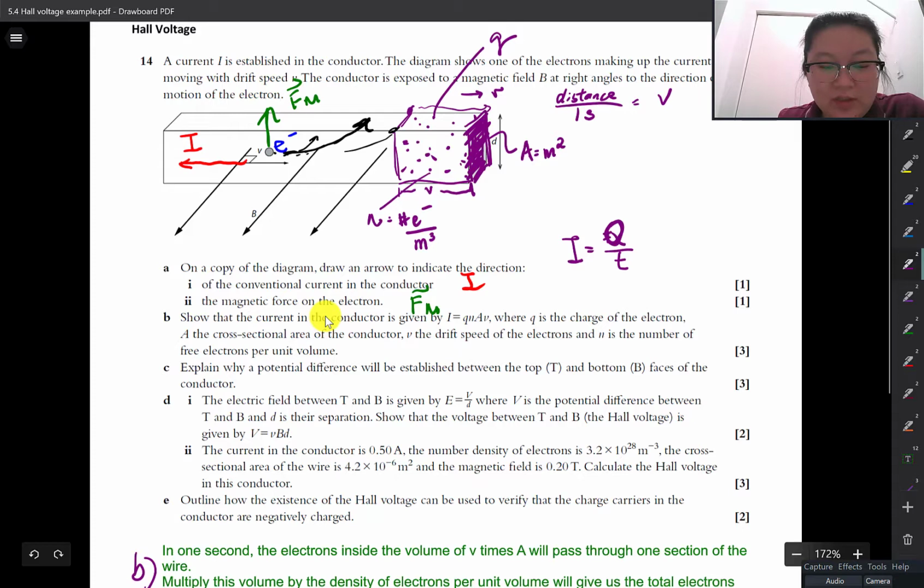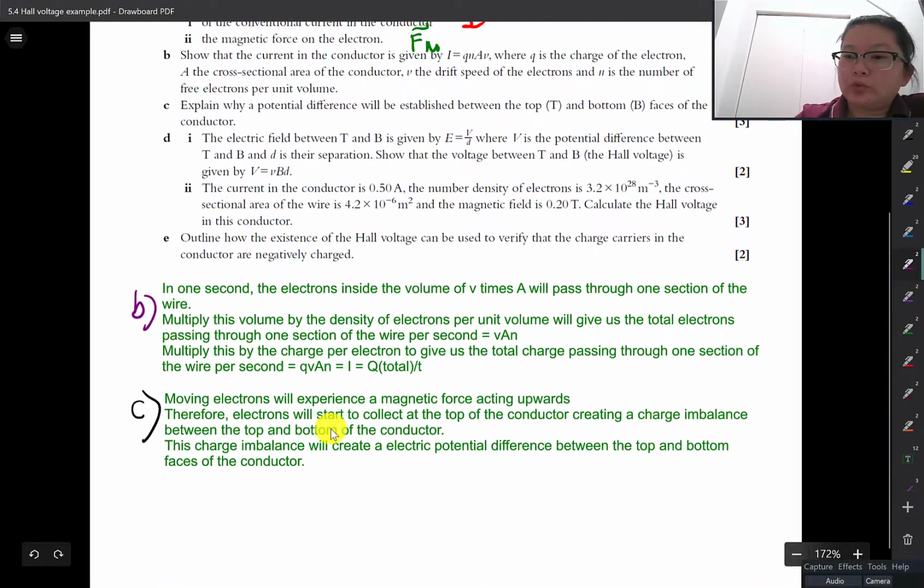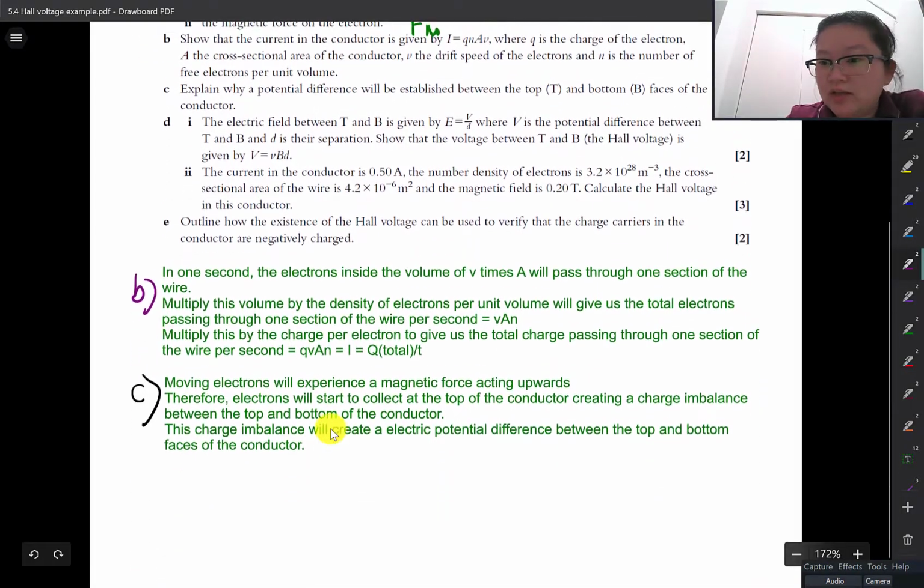The electric field between T and B is given by this one. So the top and bottom part of the conductor, the electric field is given by the potential difference over the distance of separation. We want to show that the voltage between the top and the bottom, which we call the Hall voltage, is given by V equals v, small v, which is the drift velocity, times B, the magnetic field strength, and d, the separation.